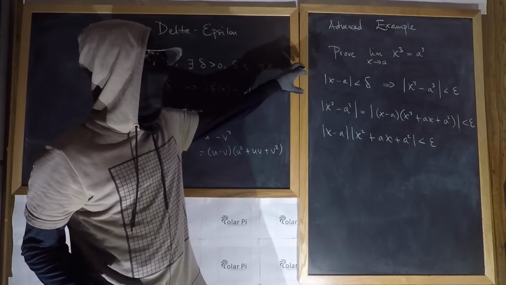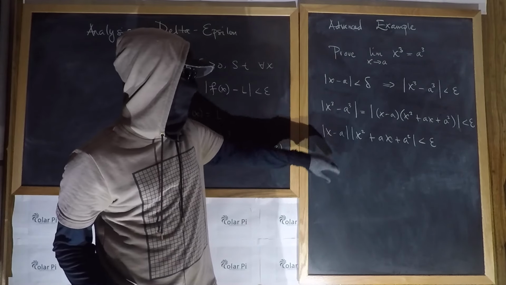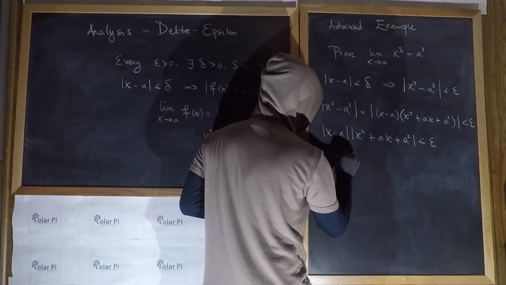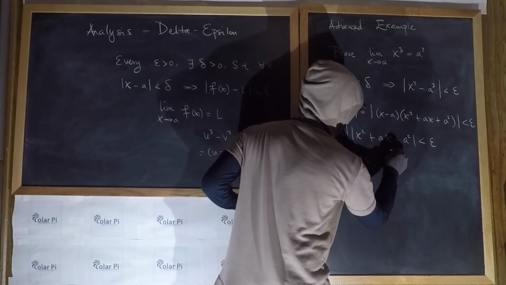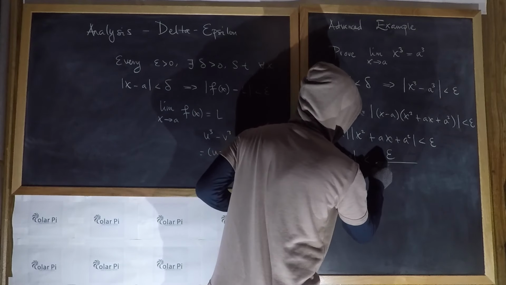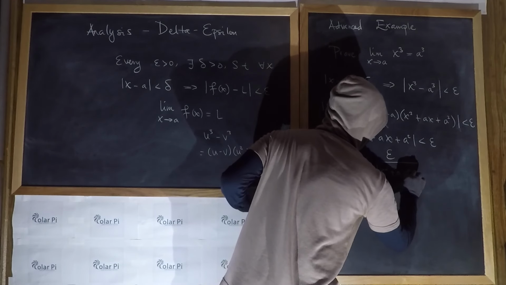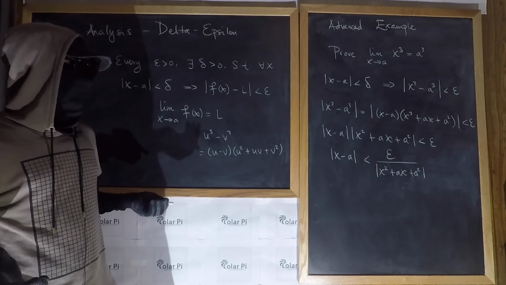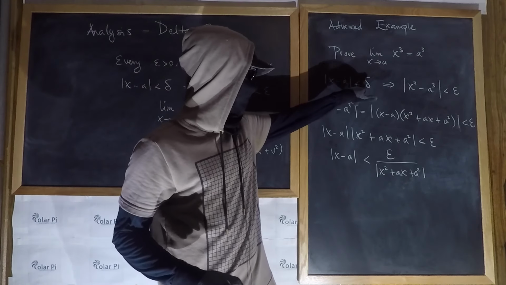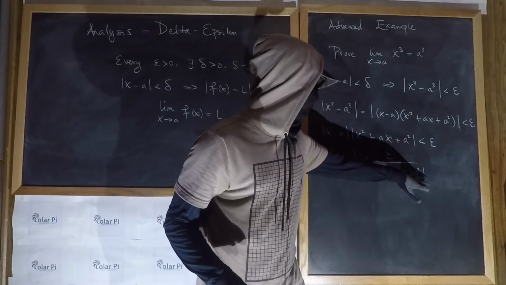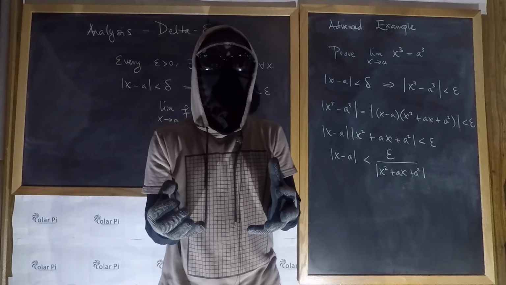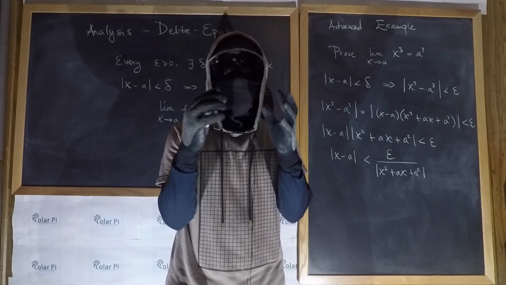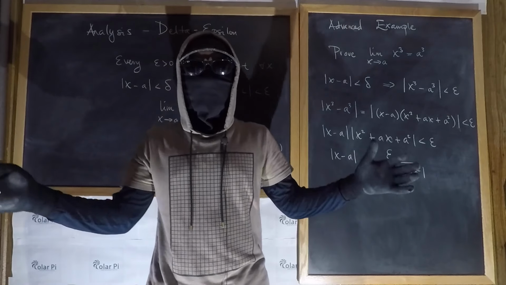Remember, I said the name of the game is to get this guy to show up, and here it is. If we divide both sides by this, we get that the absolute value of x minus a is less than epsilon over the absolute value of x squared plus ax plus a squared. Okay, cool. So delta should equal epsilon divided by this absolute value expression, and then we have created the delta epsilon relationship that we wanted.